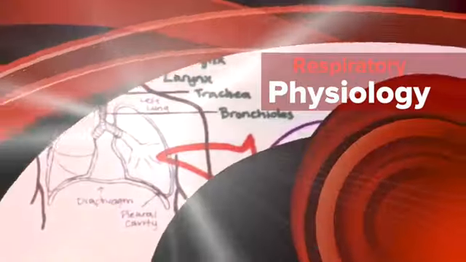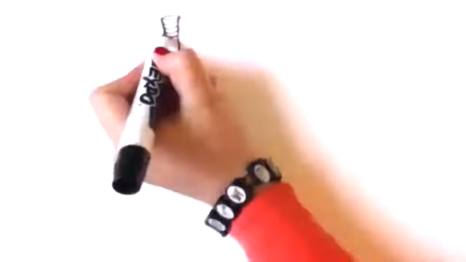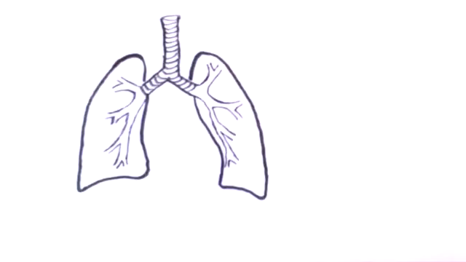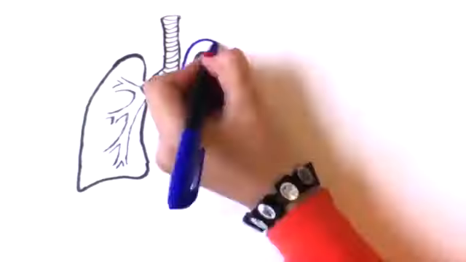Today we're going to continue our discussion of respiratory physiology. We're going to take a closer look at the lungs. As we learned in the previous video, humans have two lungs. The lungs are located in the thoracic cavity, and they are separated from the abdominal cavity by a muscle called the diaphragm.